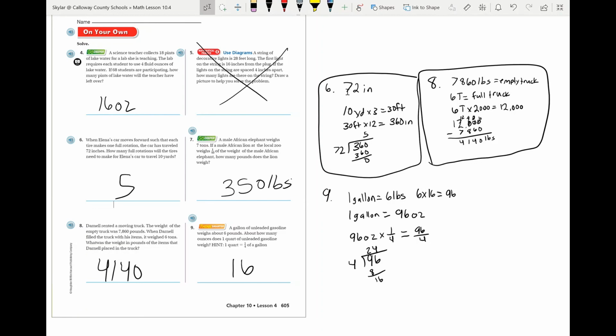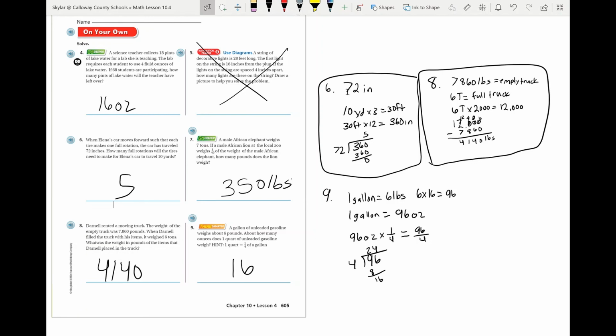So number 8, we should have got 4,140. We know that 7,860 pounds is how much the empty truck weighs. We know that after it's full, it weighed 6 tons. So we go ahead and we convert these to have the same units. So that's 12,000 pounds, excuse me. So we need to find out how much weight was added. So we subtract 7,860 from 12,000 and we get 4,140.